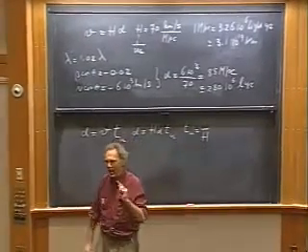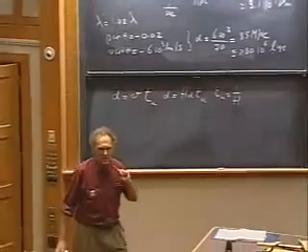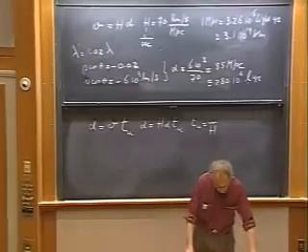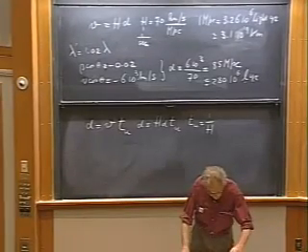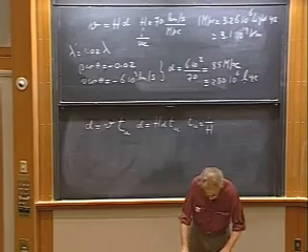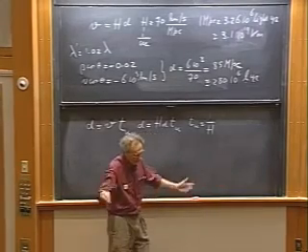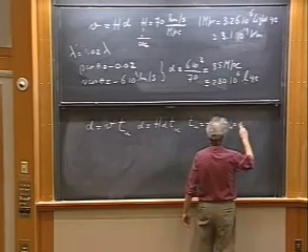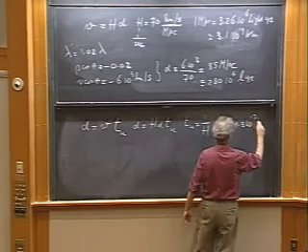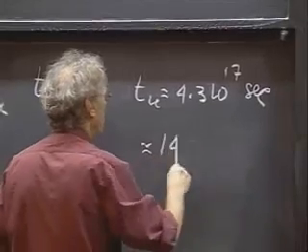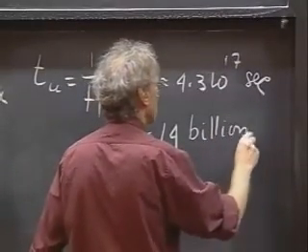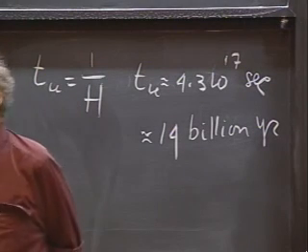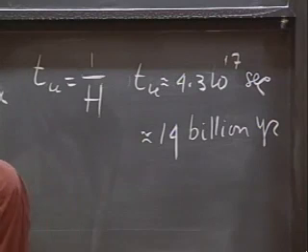And remember, I mentioned that H has the dimension 1 divided by seconds, so this has the dimension of seconds. And if you use the value for H of 70 kilometers per second per megaparsec, then you will find that the age of the universe, you can check that for yourself, is 4.3 times 10 to the 17 seconds. So t universe comes to about 4.3 times 10 to the 17 seconds, which is about 14 billion years. So you would have to conclude then that the Big Bang explosion took place about 14 billion years ago.